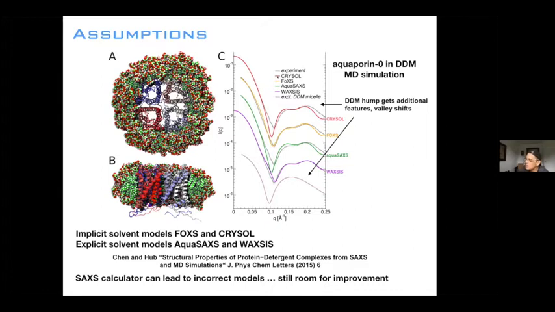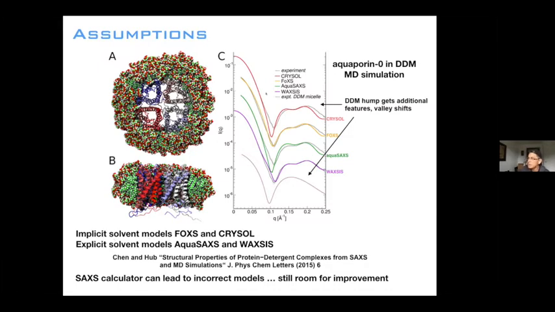But what you can see here is, if you use Crysol to fit this micelle, it's terrible, right? You're looking at a resolution of like 0.007, and then the whole thing falls apart. FoXS does better, but for this high resolution information, or this high Q information, the fit is quite poor. AquaSAXS is even worse. And then with their program, it does better out here, but it's really failing to capture this valley here.